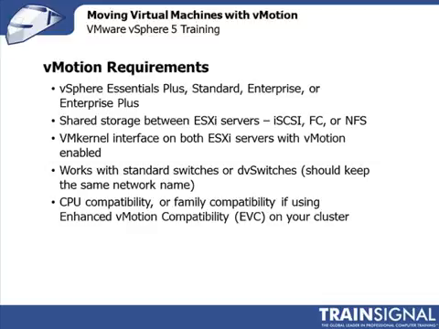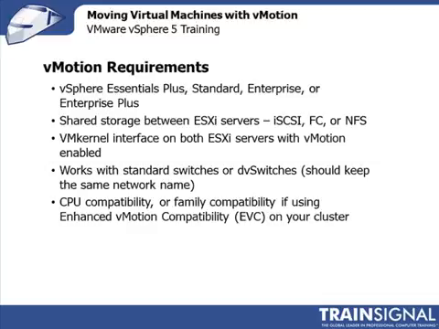Next up, you need a VMkernel interface on both ESXi servers to be enabled with vMotion. It's a simple check mark, but it's a very critical check mark, or else vMotion is not going to work. And I'll be showing you how to configure all of this in just a minute. Next up, you should know that vMotion works with either standard switches or distributed virtual switches, but you need to have the same network name. In other words, that network name needs to be available on the source and destination ESXi server. And then finally, and one of the most important caveats here, is that you need to have CPU compatibility between the physical servers.